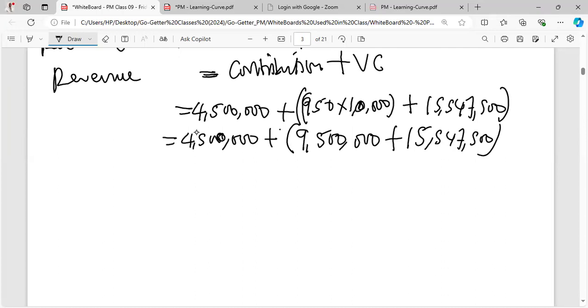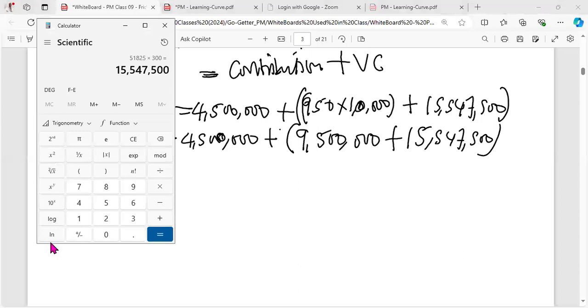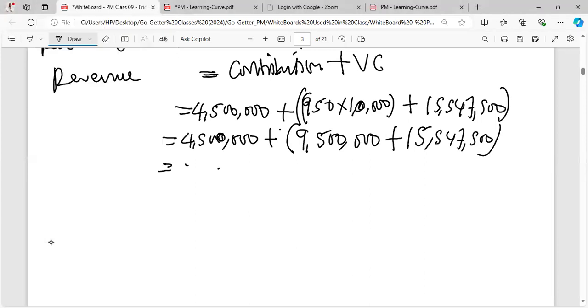15,547,500. So let's just add everything together because this is a plus in everything. 15,547,500, and I add 9,500,000 to it. Then I add 4,500,000 to it. 29,547,500. This is our revenue.